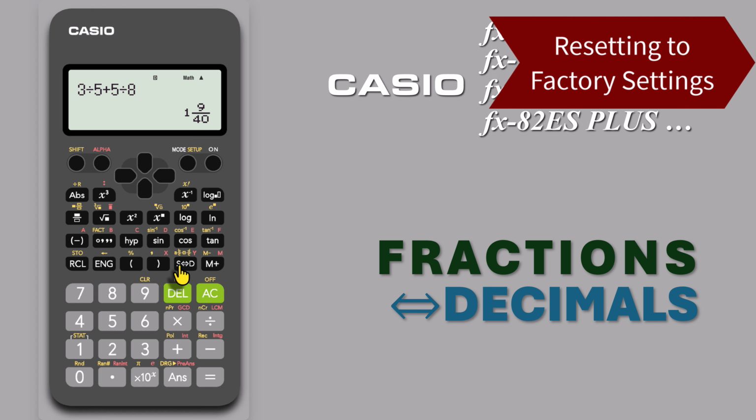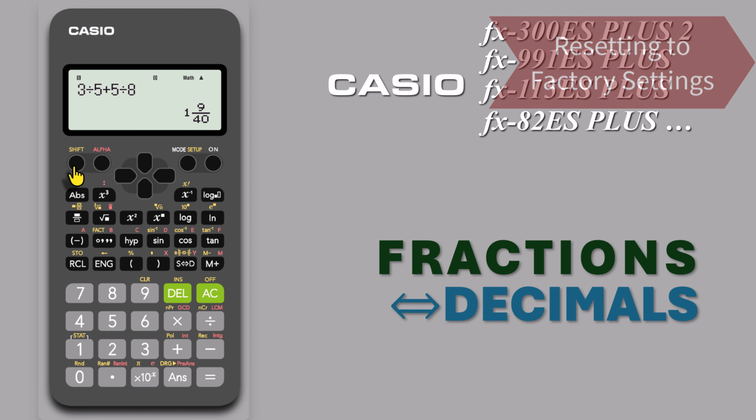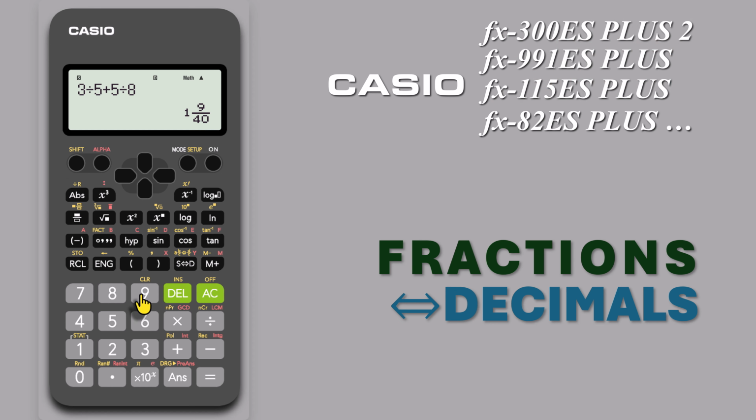Finally, if you want to reset your calculator back to its default factory settings, press Shift, then 9 for clear, select Setup by pressing 1, then press equals to confirm yes. Then press the AC key. The calculator is now back in its default mode.